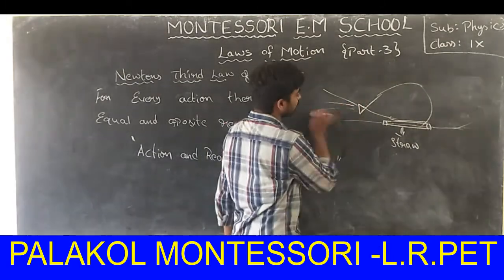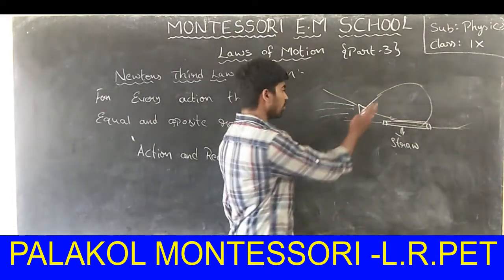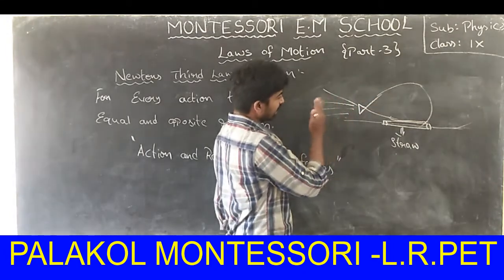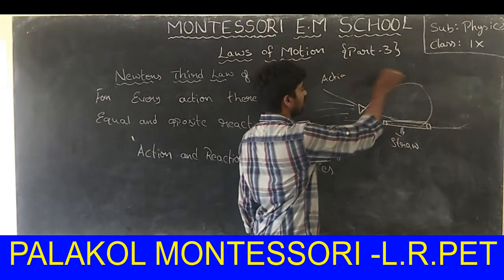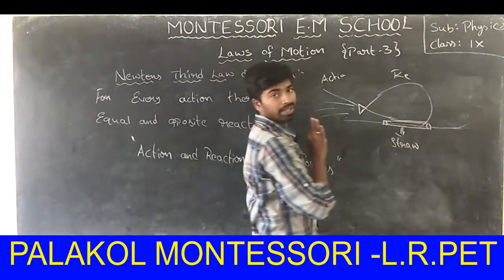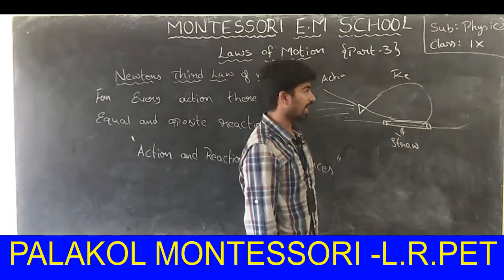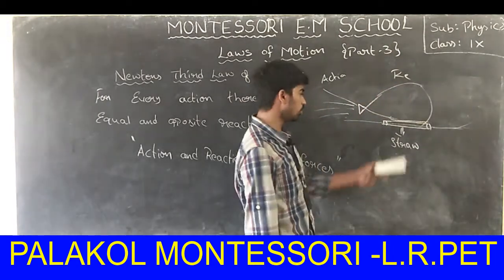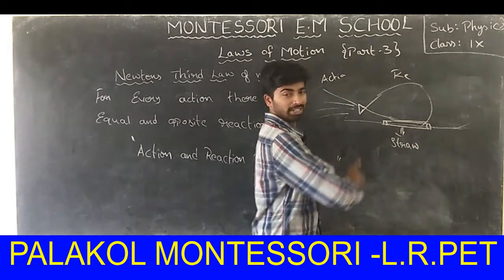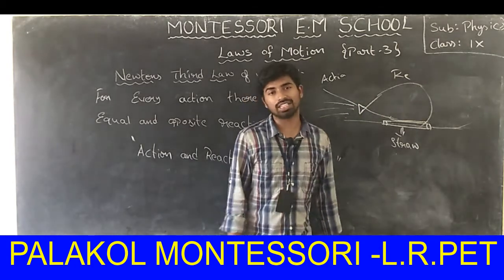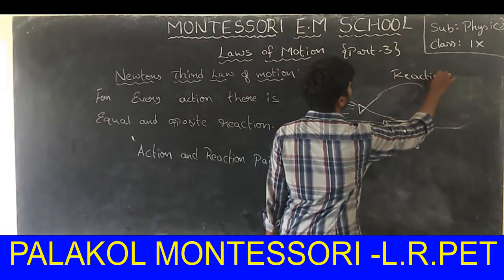The gases will escape with high velocity through the mouth. Because of the force applied on the air, the balloon will move in the forward direction. This is the action force. This is the reaction force. The balloon will move along the thread. Why? Because you have created a path with the help of the straw. Otherwise, it will move in an irregular direction. By attaching a straw to the thread, it will move only along the thread. So, this is the action force and this is the reaction force.